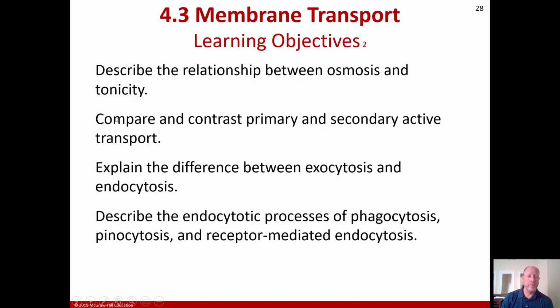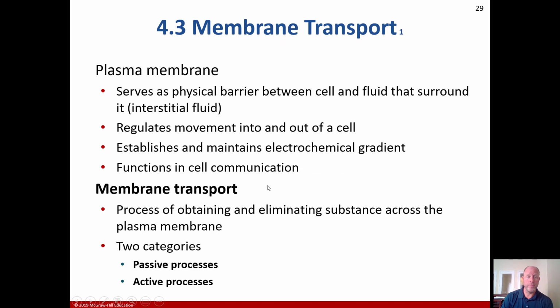and tonicity, compare and contrast primary and secondary active transport, explain the difference between exocytosis and endocytosis, and describe the endocytotic processes of phagocytosis, pinocytosis, and receptor-mediated endocytosis.